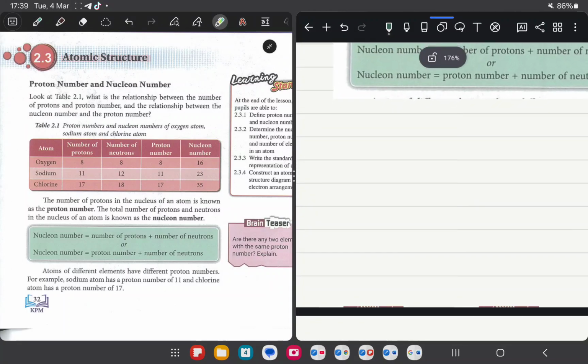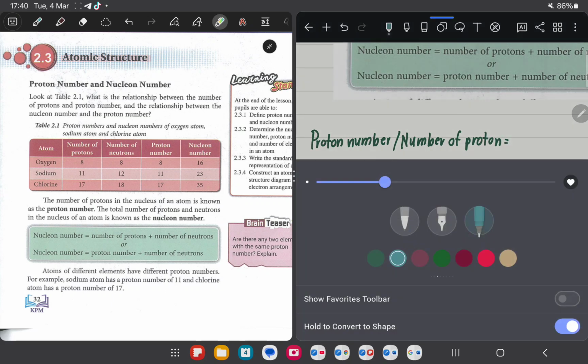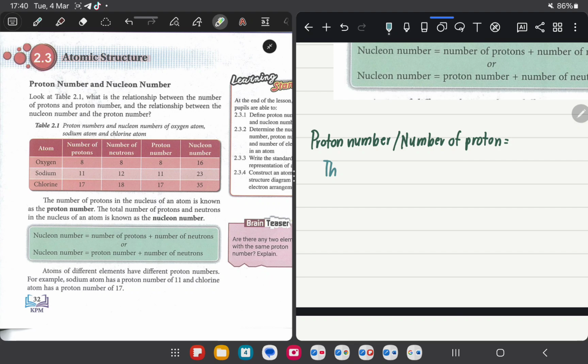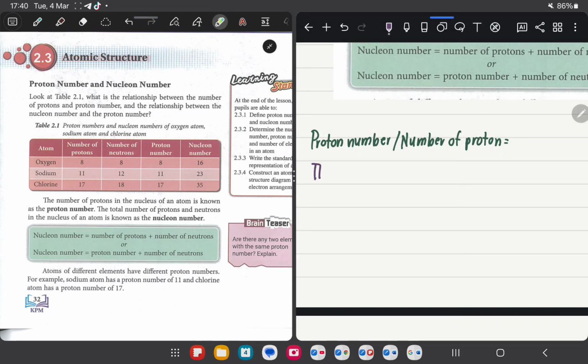Before I continue to this part, I give you the meaning of the terms. If people say proton number or number of protons, it is just the same thing. Whether they say number of protons or proton number, what does it indicate? This indicates the total protons of an atom. Wait, I will write in a different color. Why do I always use green? Wait, I look for this color.